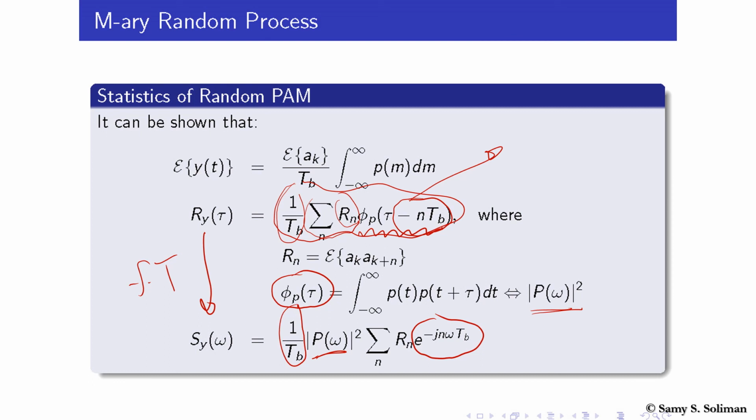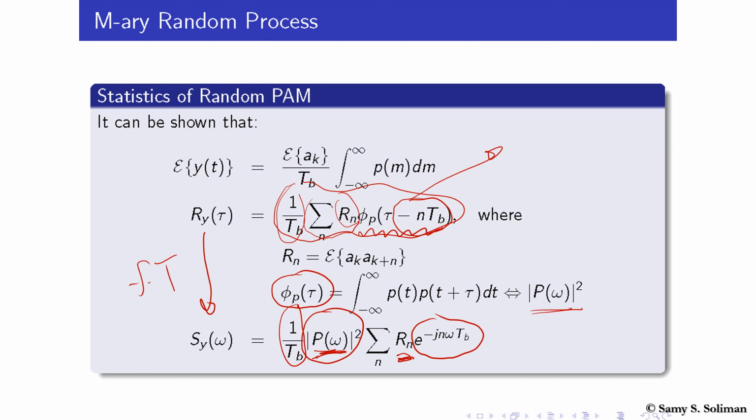Again, the strength of this result is that the power spectral density of any M-ary random process can be calculated as follows. We first need to find the frequency representation of the pulse shape. This is P of omega, and then obtaining the absolute squared of this frequency representation is straightforward. And then the second step is to find R of n, which is again a simple autocorrelation function of a discrete random variable, a_k, and substitute in this summation.